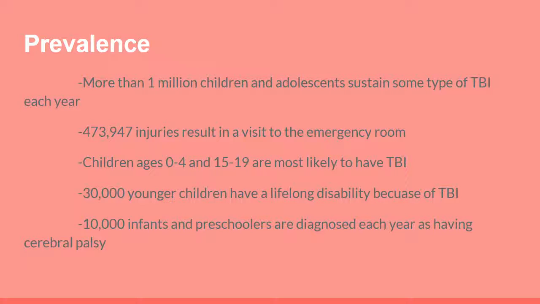Prevalence. More than 1 million children and adolescents sustain some type of traumatic brain injury each year. 473,947 injuries result in a visit to the emergency room. Children from ages 0 to 4 and 15 to 19 are most likely to have a traumatic brain injury. 30,000 younger children have a lifelong disability because of traumatic brain injury. 10,000 infants and preschoolers are diagnosed each year as having cerebral palsy.